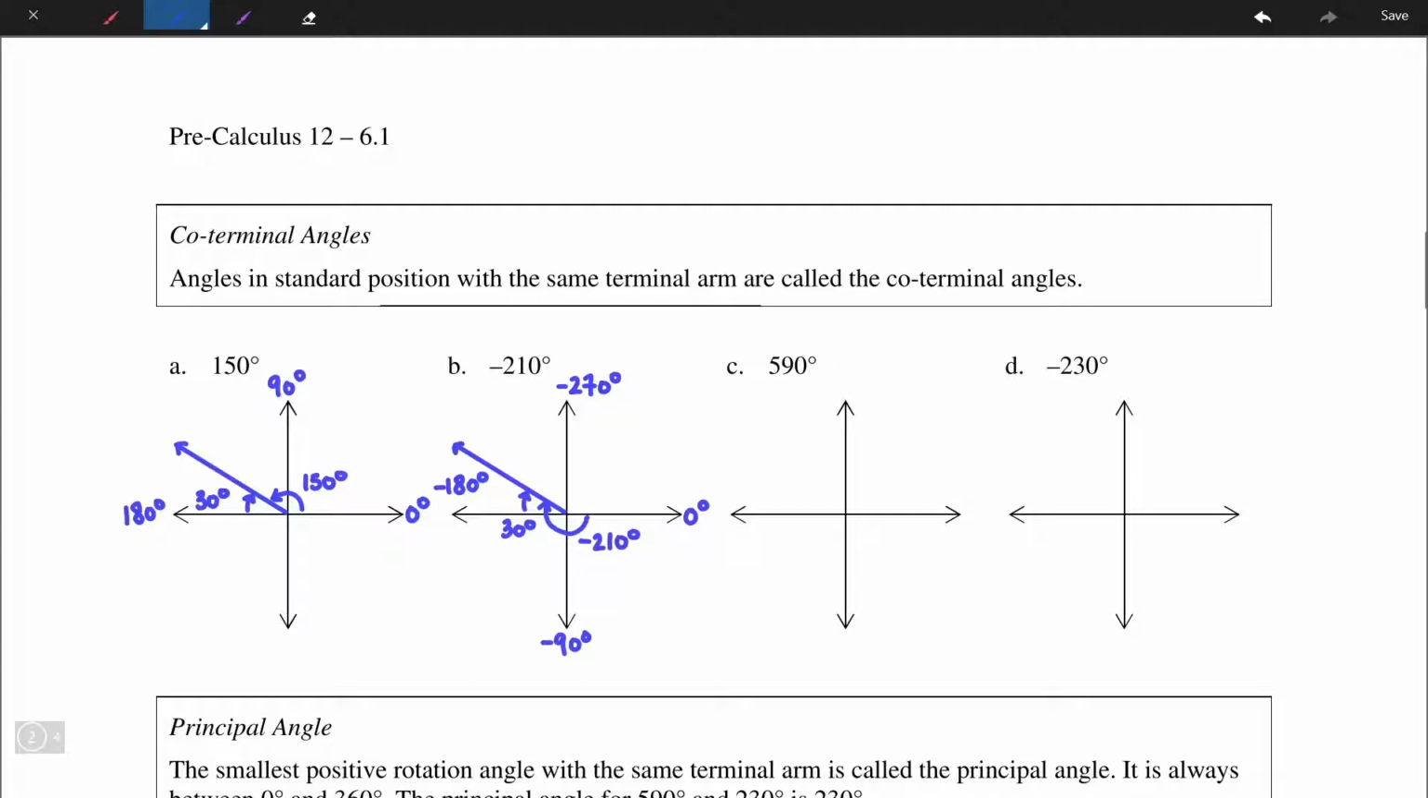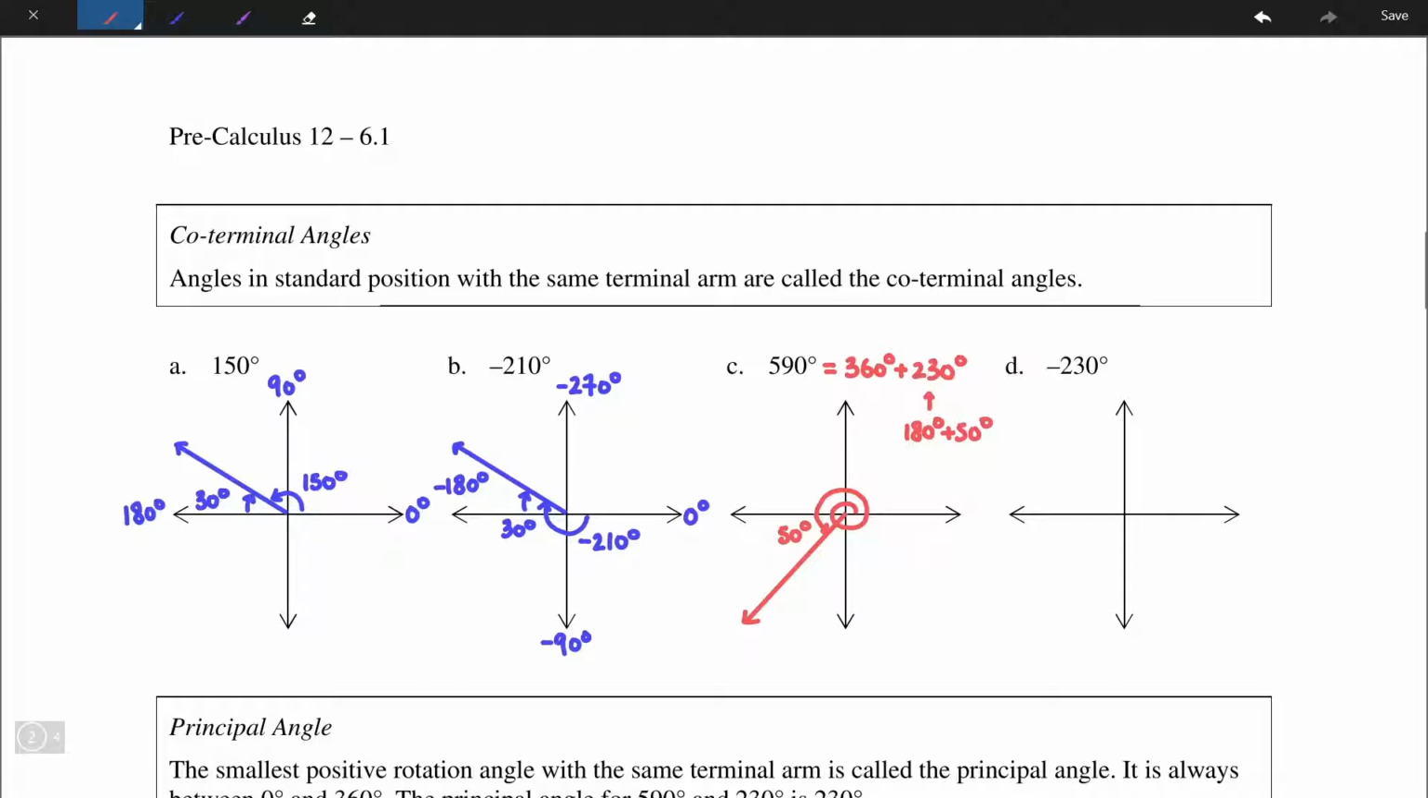Next up, we have 590 degrees, which is equal to 360 degrees plus 230 degrees. So this will be in quadrant number 3, since we'll go one full rotation around, and then 180 degrees more, and then another 50 degrees on top of that, since 230 degrees is equal to 180 plus 50.